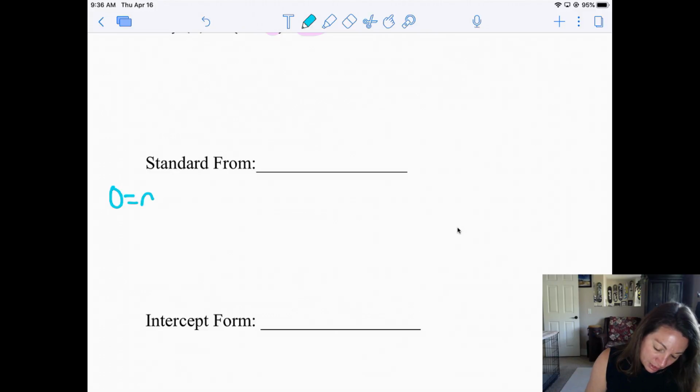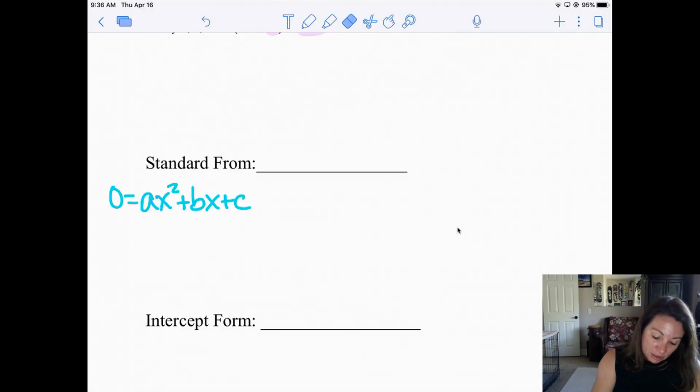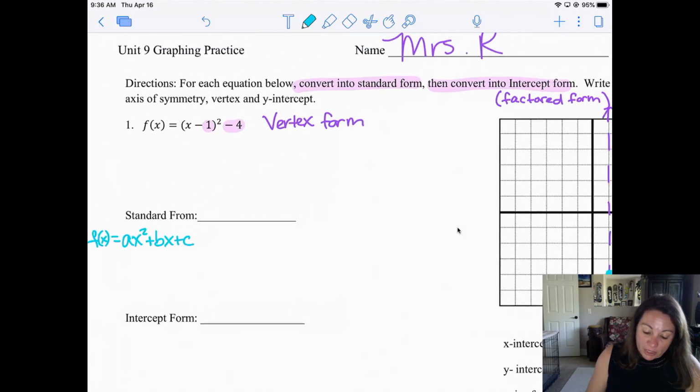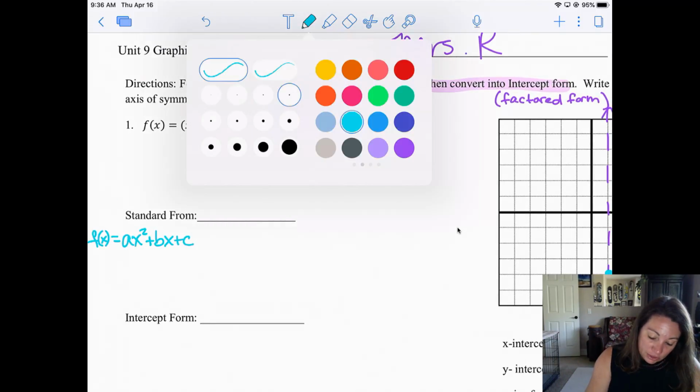And, just to kind of real quick, what is standard form? It is this: ax squared plus bx plus c. This could be a 0. It could also be an f of x or a y, any of those things. This is my goal. So the way that I achieve this is actually quite simple.